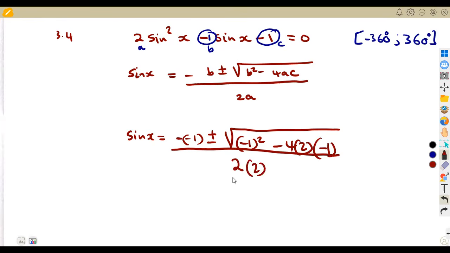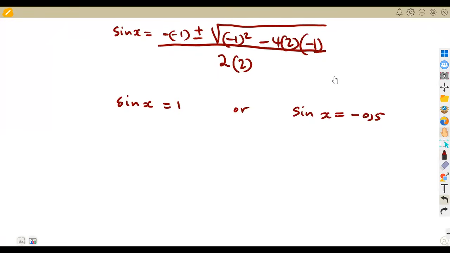All right, so you are going to simplify this. You can use your calculator directly at once, or you can simplify stage by stage. It depends on your preference. In this case, the sine of x has 2 possible values. If you simplify properly, one gives you 1, and the other gives us negative 0.5.